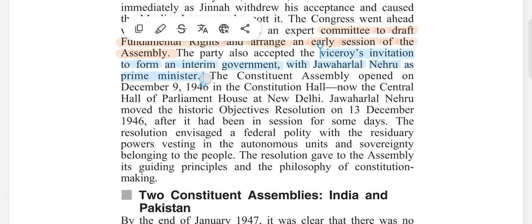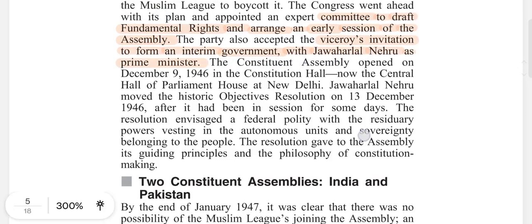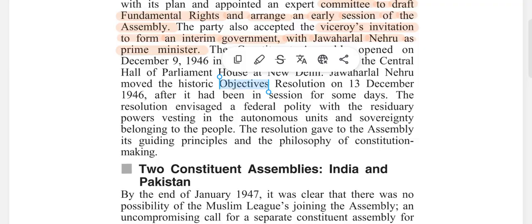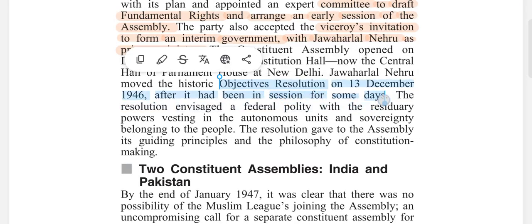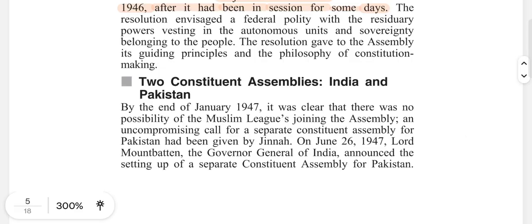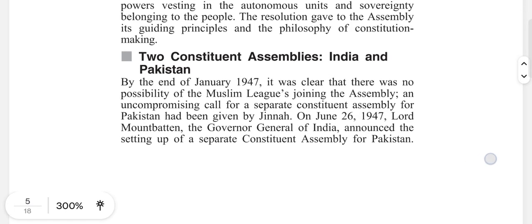The Constituent Assembly opened on December 9, 1946 in the Constitution Hall, now the Central Hall of Parliament House at New Delhi. Jawaharlal Nehru moved the historic Objectives Resolution on 13 December 1946, after the assembly had been in session for some days. The resolution envisaged a federal polity with the residuary powers vesting in the autonomous units and sovereignty belonging to the people. It gave to the Assembly its guiding principles and the philosophy of constitution making.